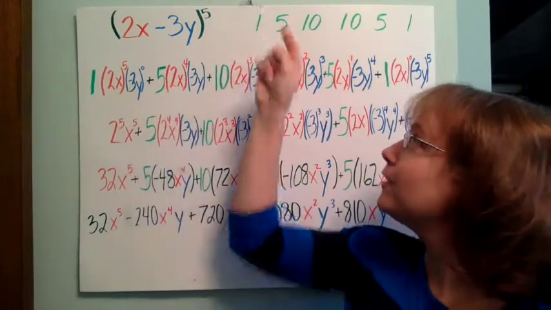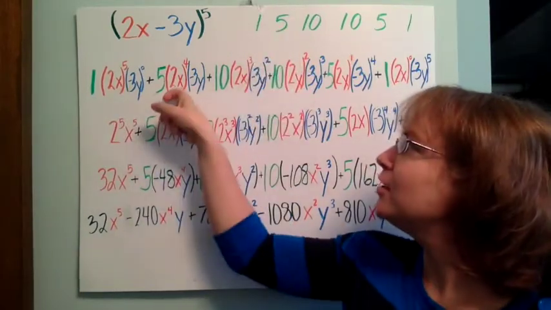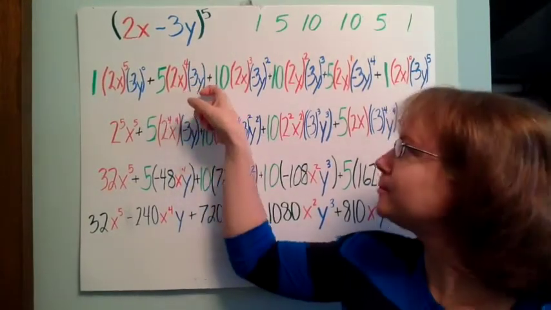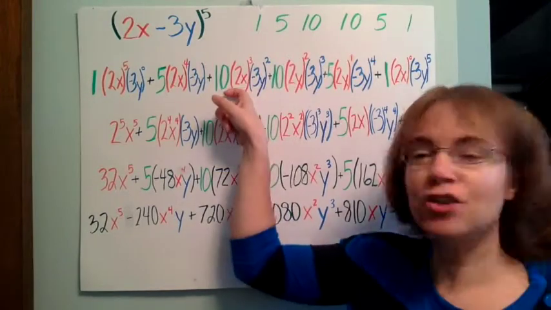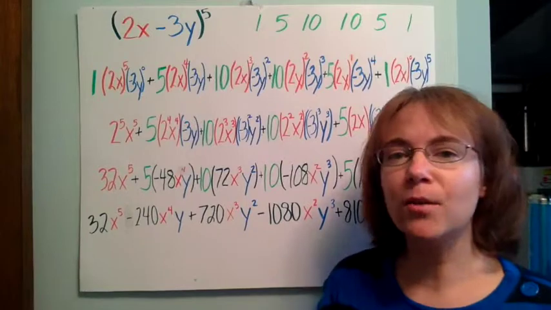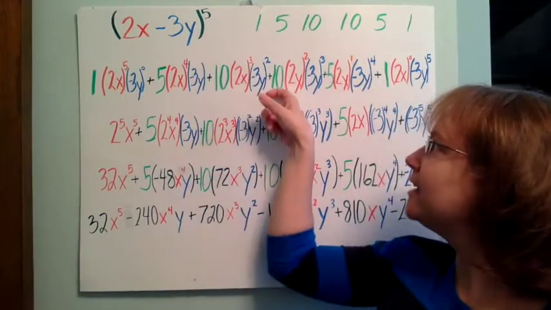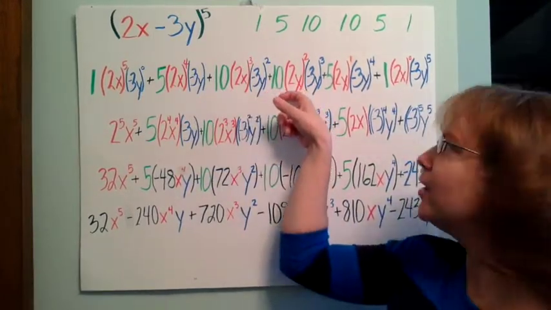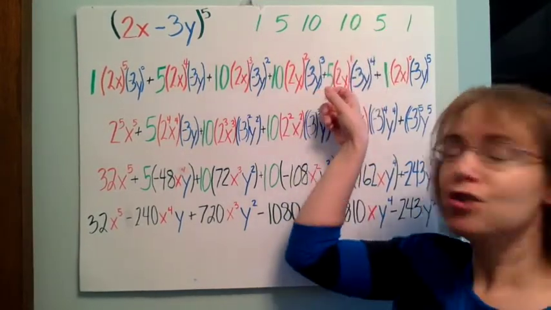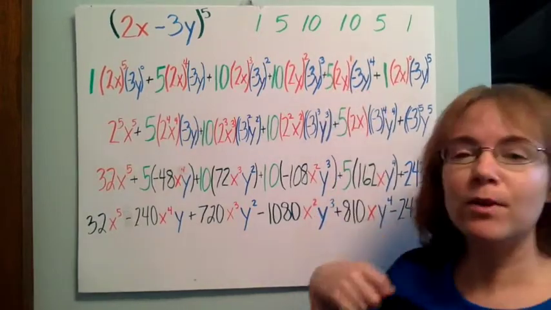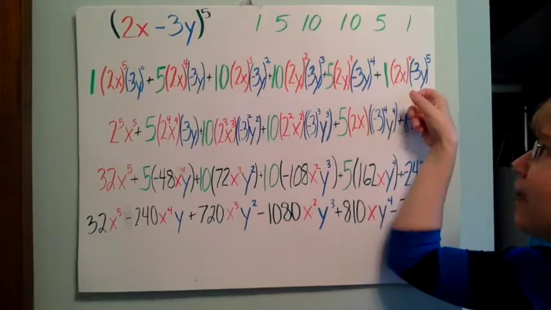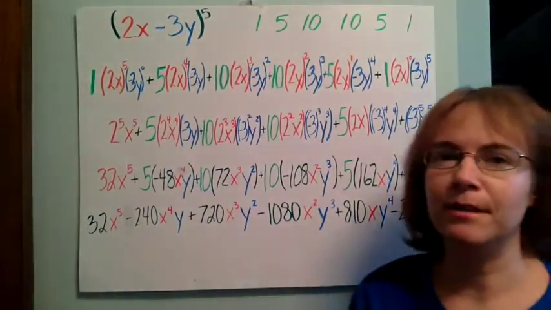So then I have the 5 over here from my Pascal's triangle, the 2x to the fourth power, negative 3y to the first power, plus 10 from over here, 2x to the third, going down by 1 power, and negative 3y squared, going up by 1 power. Again, the 10, 2x squared, negative 3y cubed, plus a 5 from up here, 2x to the first power, negative 3y to the fourth power, and my last one, I've got my 1 here, 2x to the 0 power, negative 3y to the fifth power.